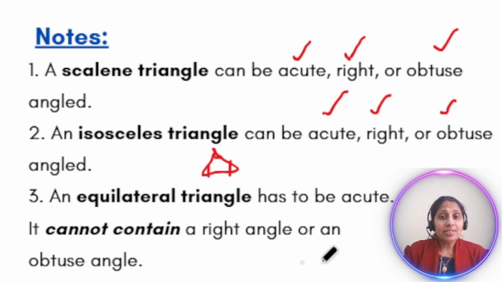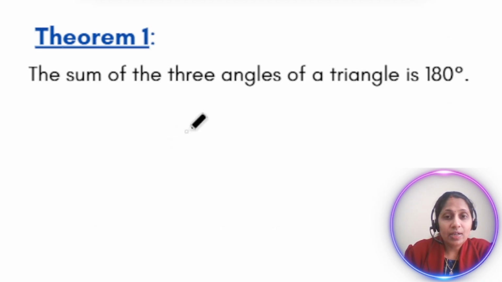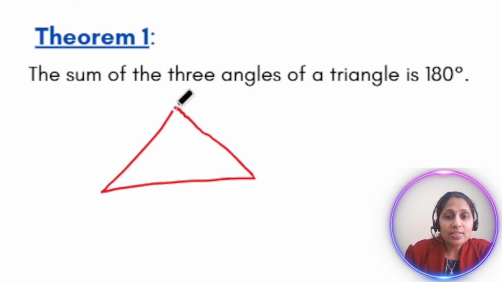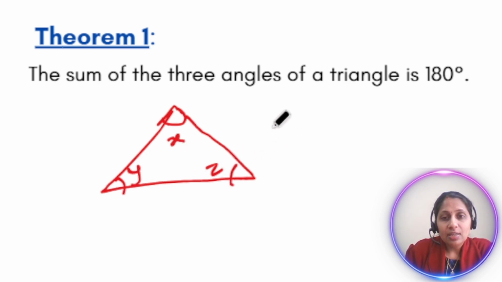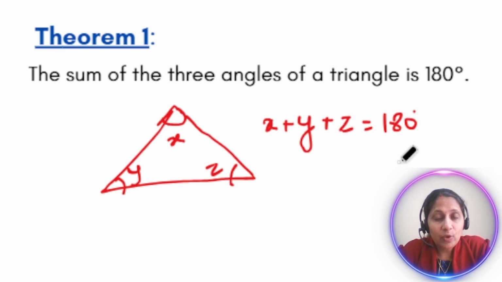Okay. Now let's see what are the theorems involved with triangles. The first one, very, very important one: the sum of the three angles of a triangle is equal to 180 degrees. What is the meaning of that? If this angle is x, this angle is y, and this angle is z, then x plus y plus z equals 180 degrees always for a triangle, no matter what.